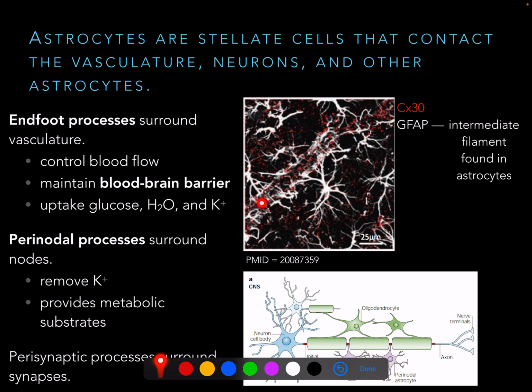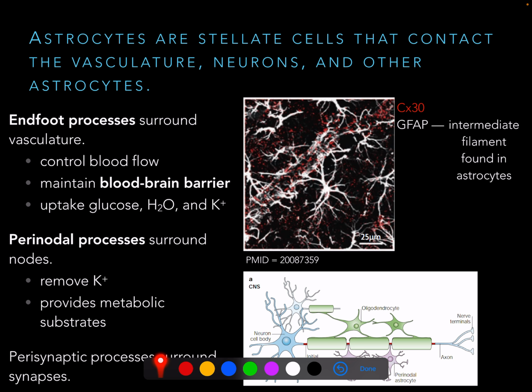And if you look at this, you can clearly see a blood vessel running through this image. And it's surrounded by end-foot processes. So this is one type of process for astrocytes. Talks to the vasculature. It helps control blood flow. If our brain's a lot more active, we need more blood flow to that area so we can pay the bill. It helps maintain the blood-brain barrier.